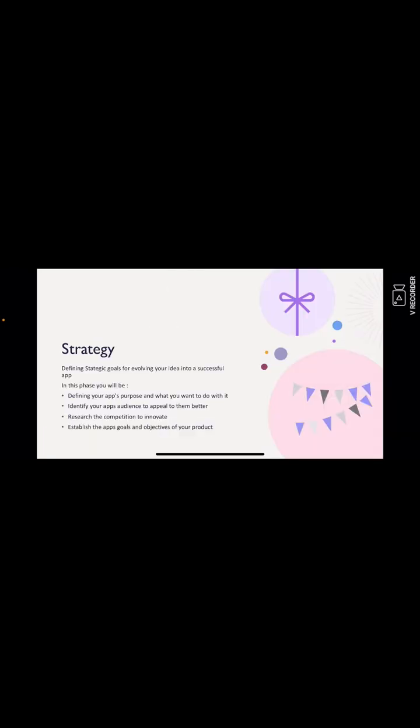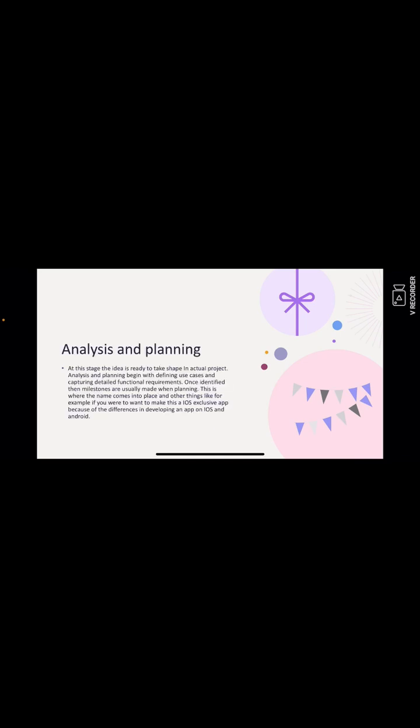Now you have the strategy, which is the first one, which is defining strategic goals for evolving your idea into a successful app. In this phase, pretty much you're just going to be defining your app's purpose and what you want to do with it. You're going to identify your app's audience and appeal to them better, research the competition to innovate, and establish the goals and objectives of your product. This is kind of just how they create the certain things.